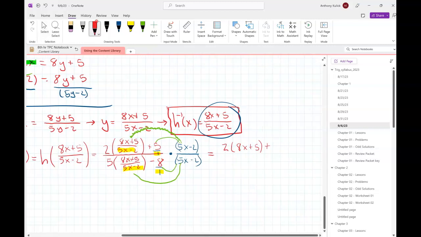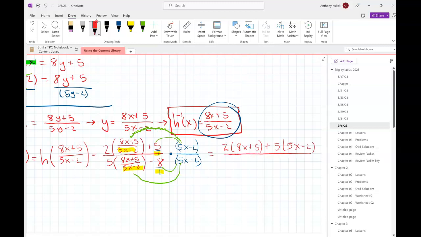When it distributes to the 5, I'm just going to write that as 5 times (5x minus 2). In the bottom, the same canceling happens when I multiply it to the other fraction. So there I have 5 times (8x plus 5) and minus 8 times (5x minus 2).